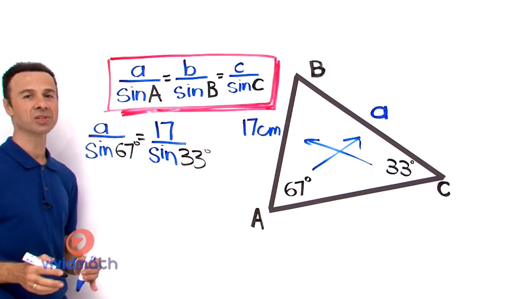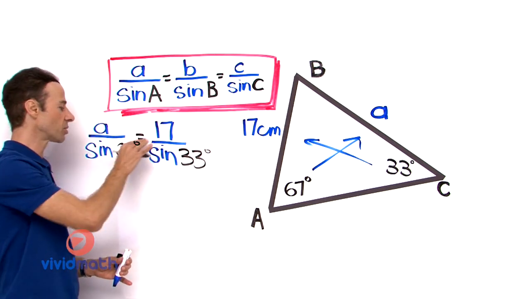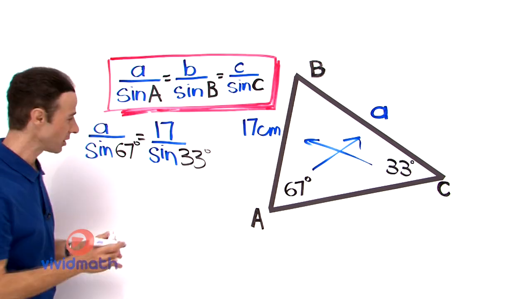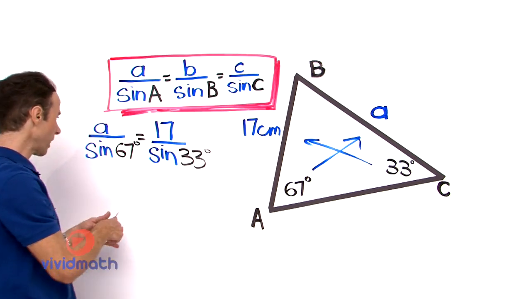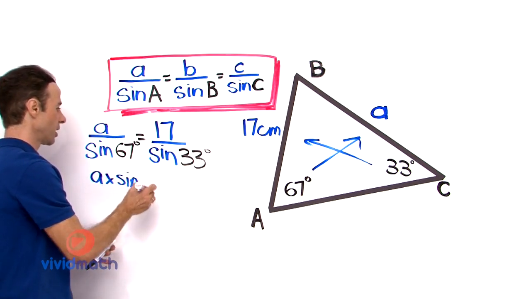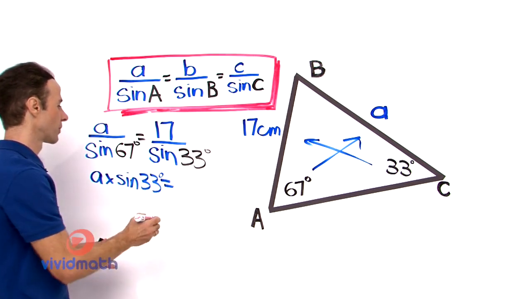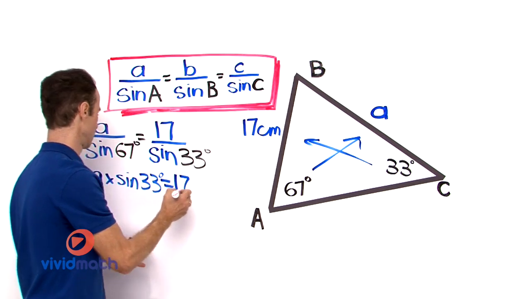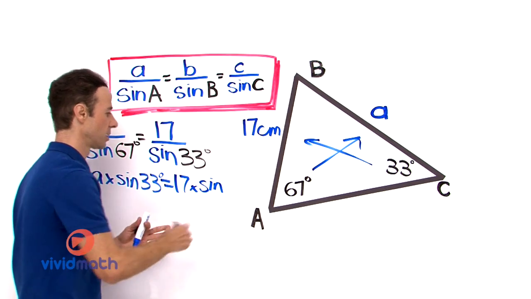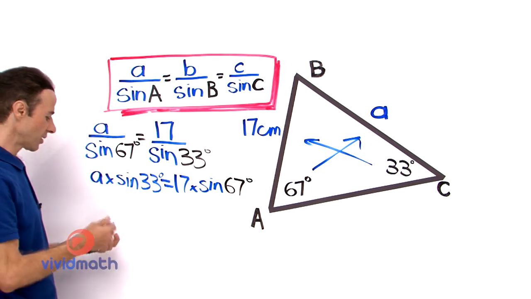Okay, now it's just that simple fact of cross multiplying. So top left times bottom right, and top right times bottom left, and we can work out and solve for the missing pronumeral A. So let's do that. So let's multiply out. So it's A times sine 33 equals 17 times sine 67.